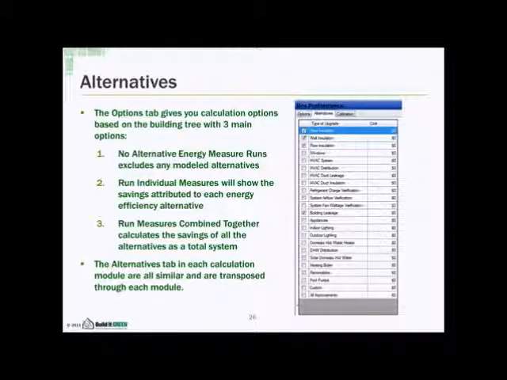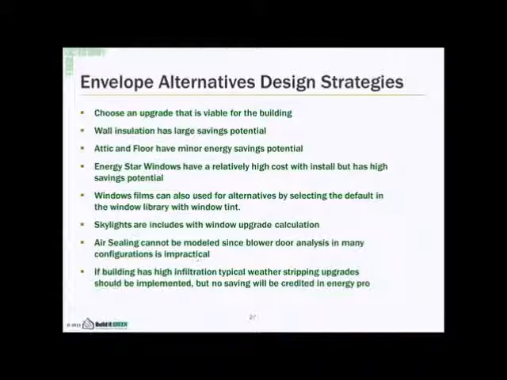So again, this is a combined high-rise and low-rise, so we're looking at it from the same perspective: can I do this in a high-rise? And no, you can't. You typically can do the roof insulation, wall insulation, floor insulation, and windows. I didn't check that, but you can do window upgrades for high-rise and low-rise. So it's just some alternative design strategies. You want to choose an upgrade that's viable for the building, something that will work for the building and not just do it for the sake of an upgrade.